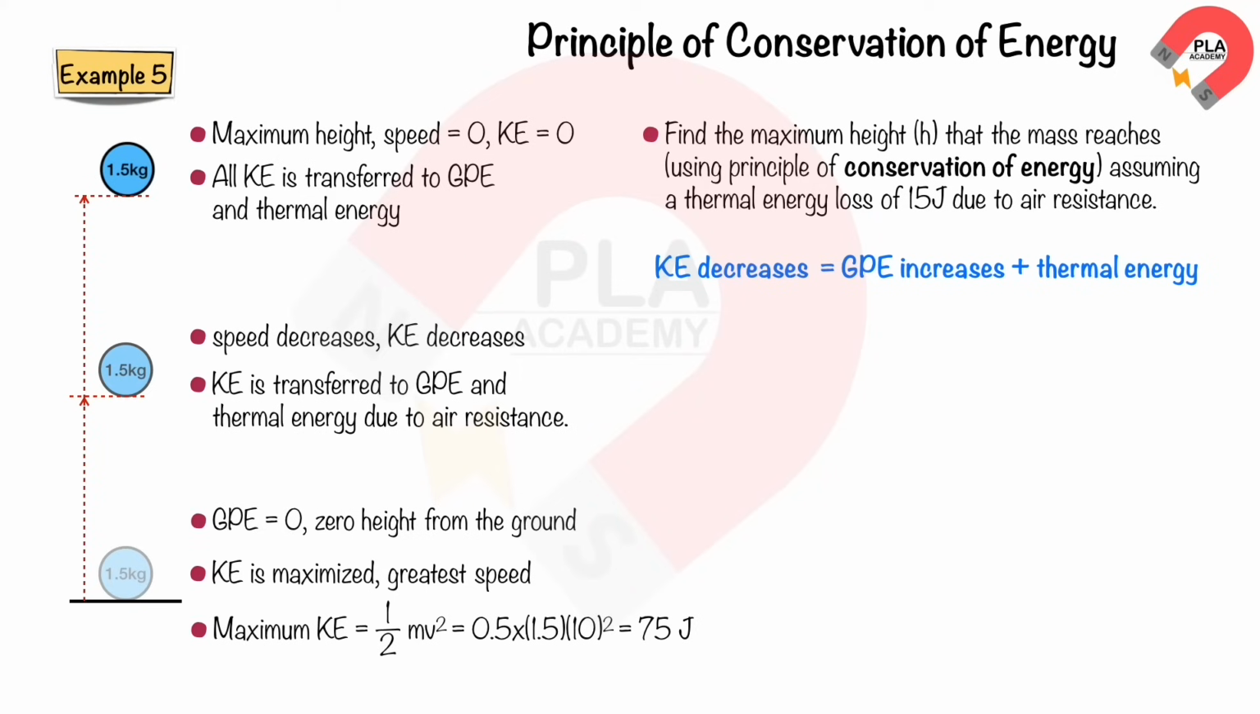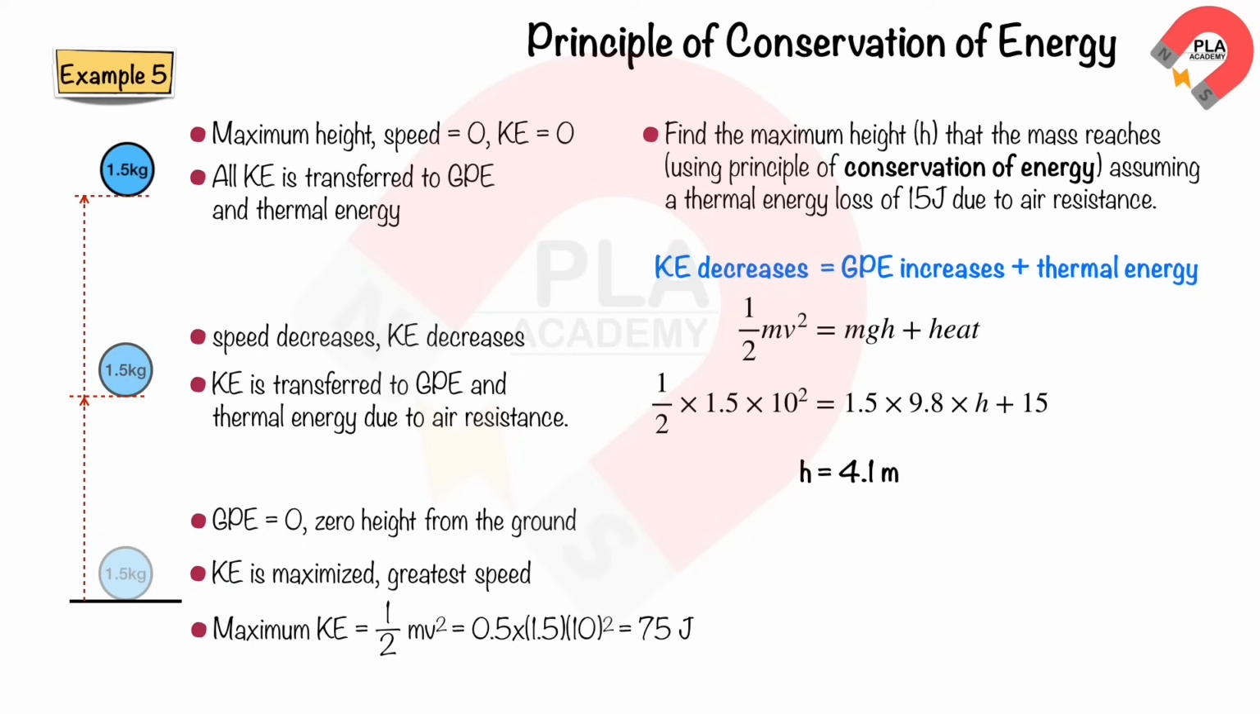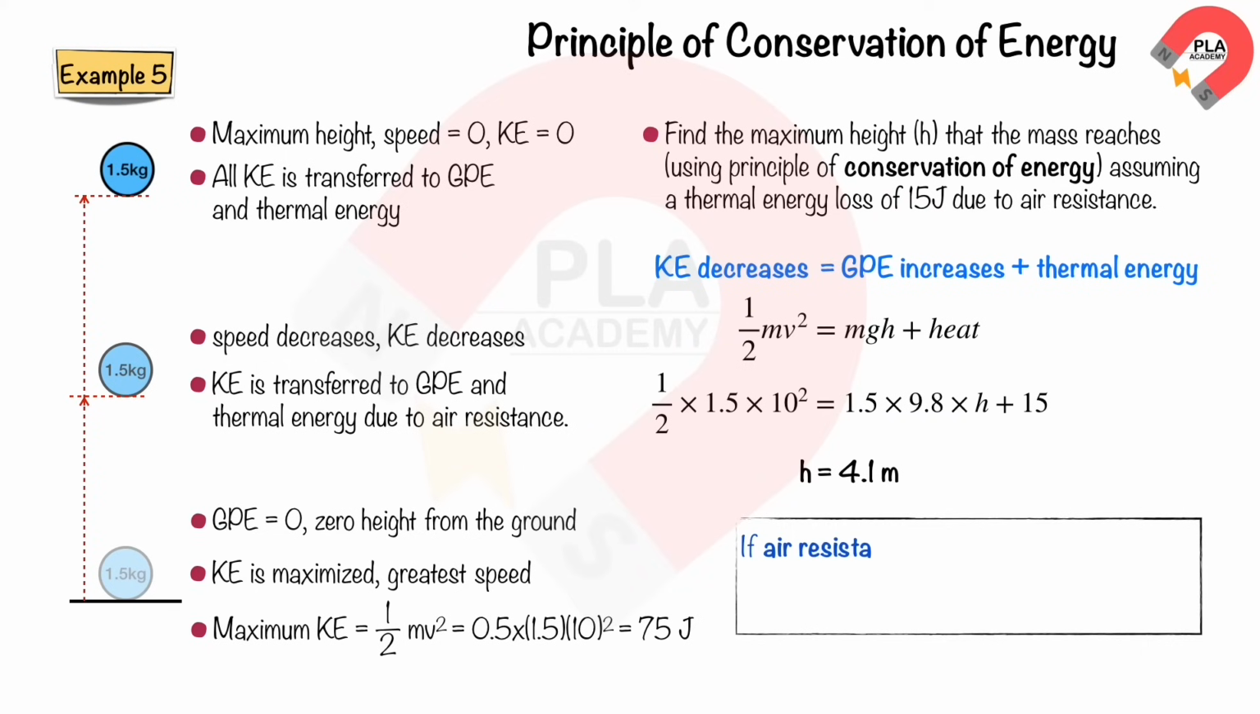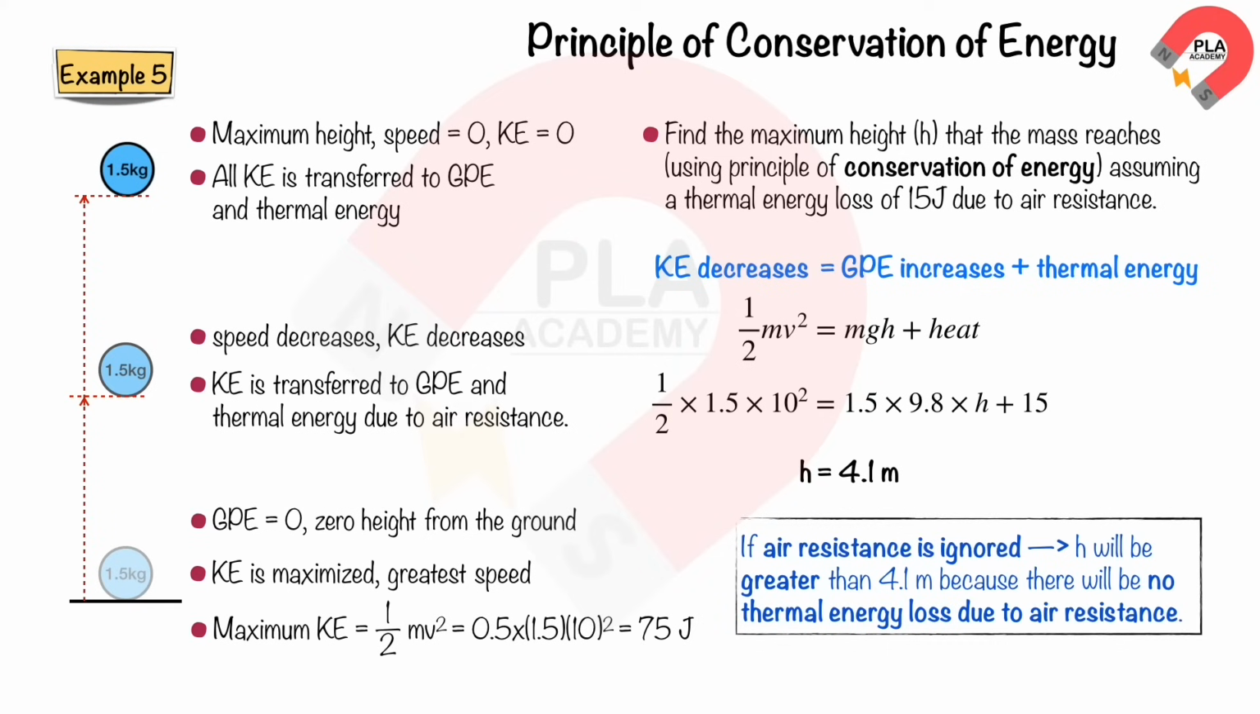Using the equation half of m times v squared equals mgh plus thermal energy lost, we can substitute the values in: m equals 1.5, v equals 10, g equals 9.8 and thermal energy lost equals 15. Solving this equation, we find that the height, h, equals 4.1 meters. If air resistance is ignored, the height that it reaches from the ground will be greater than 4.1 meters, because there will be no thermal energy lost due to air resistance.